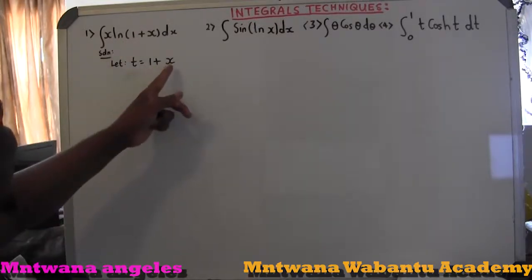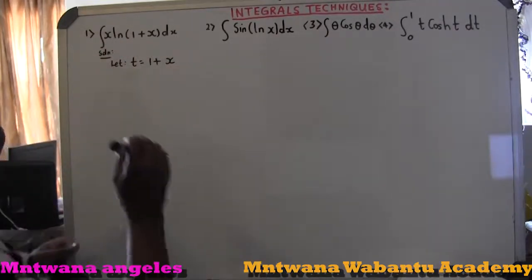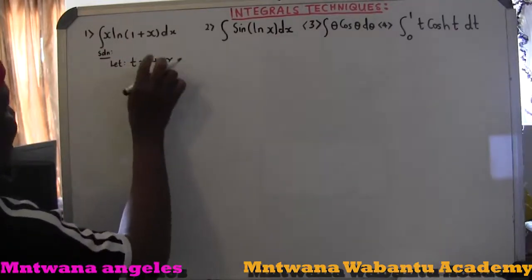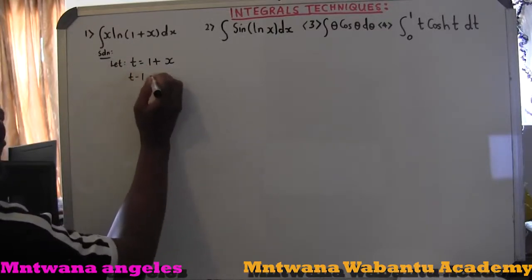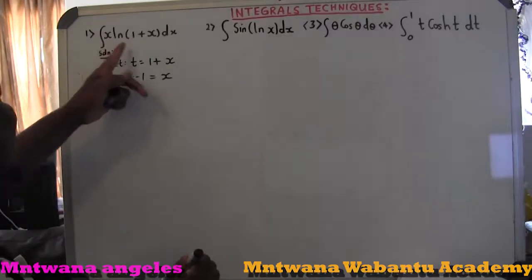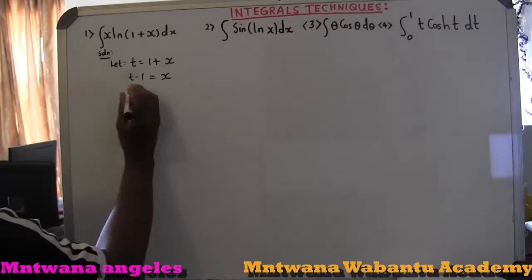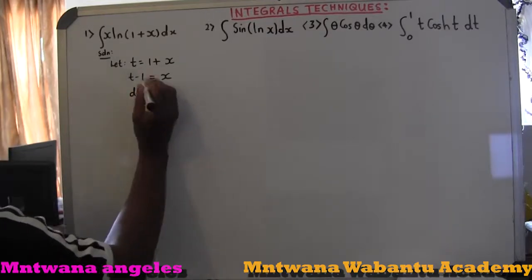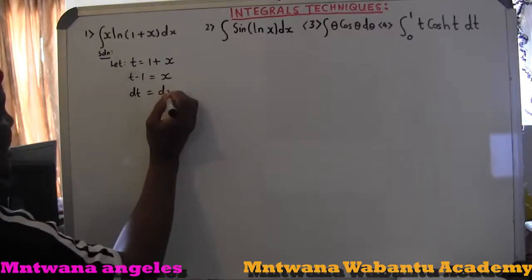So t equal to 1 plus x. Now let me put everything in t, okay? So t minus 1 equal to x. So this is going to be t minus 1, and all this stuff is going to be t. But first and foremost, let me differentiate here. When you differentiate this, it is going to be dt. When you differentiate 1, it is going to be 0, equal to, when you differentiate the x, dx.